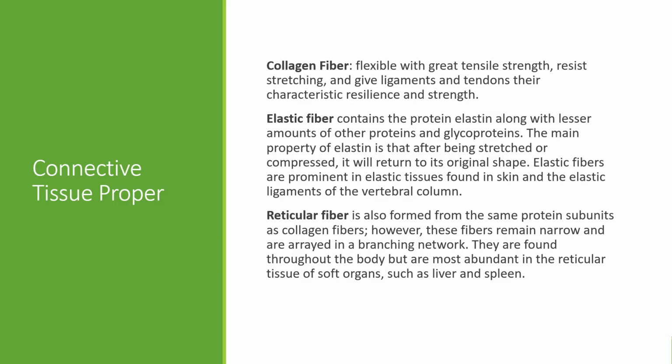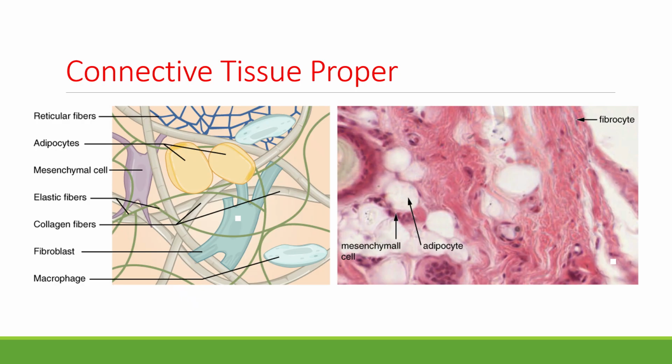Reticular fiber is also formed from the same protein subunits as collagen fibers, but these are narrow and arranged in a branching network. So the term reticular means net. They're found throughout the body, but they're more abundant in places where we have soft organs like the liver and the spleen. So taking a look at some of these, let's look at the drawing because it's a lot easier to look at right now. So you see the big gray fibers, those big gray fibers, those are collagen. All right. And then I want you to look for the little skinny gray fibers, and those are the elastic fibers.